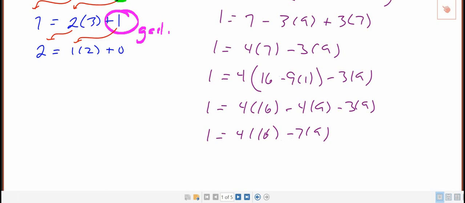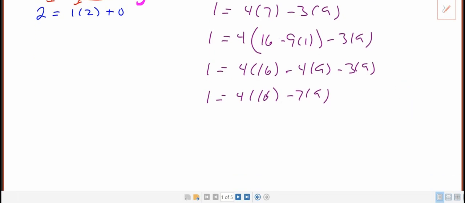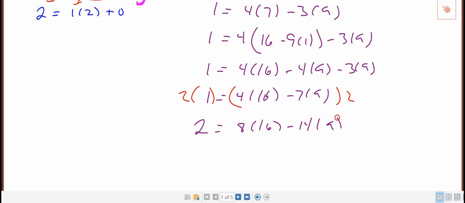That's got it right. All right. So there's a linear combination, the greatest common divisor written as a linear combination. Okay. So I need this to equal 2, so I'm going to multiply both sides of this by 2. But really, I'm only going to multiply those coefficients. So this is 2 equals 8 times 16 minus 14 times 9.